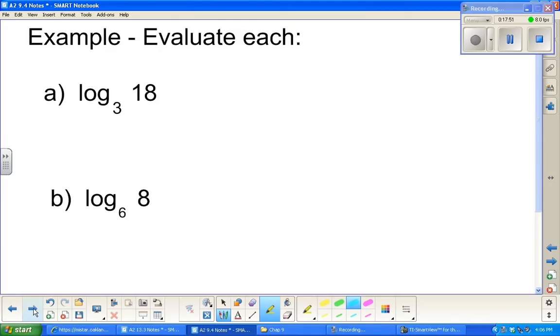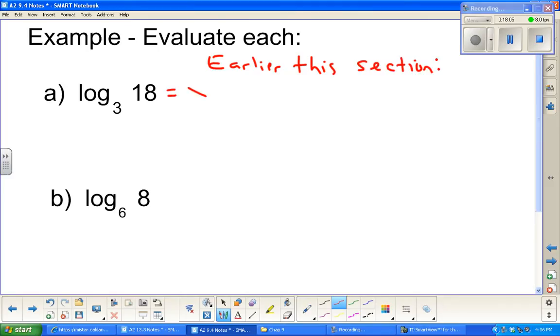So option 1, the old way. Earlier this section, and then I'll show you with the new formula we just did, it's going to be a lot quicker. Earlier in this section, what we would have done is say this equals x. If I change to exponential form, it's going to be 3 to the x power equals 18. Then we take the log of both sides, just like we did a couple problems ago. That's fine. You can do that. This method is going to be a little quicker, I think you'll find.